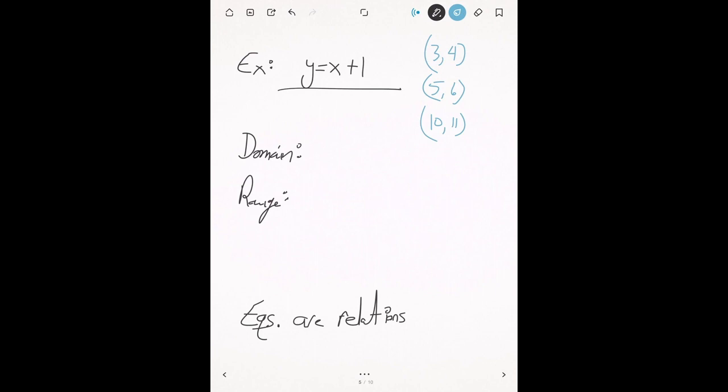Instead, we need to think of interval notation. One of the best ways to figure out the domain and range is writing it in interval notation, because again, we have infinitely many points, so really our only hope is to write something as an interval.